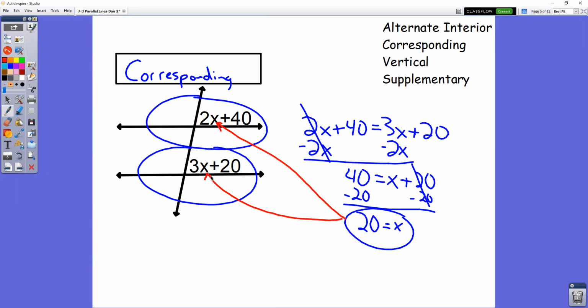Instead of 2 times x, we have 2 times 20, which is 40, plus 40 is 80 for this angle. Instead of 3 times x, we have 3 times 20, which is 60, plus 20 is 80. So we got 80 and 80. They are equal to each other.